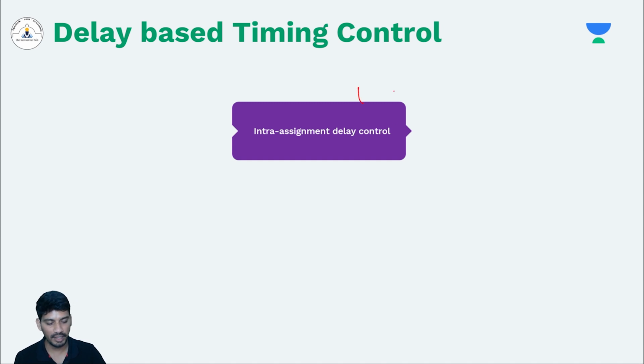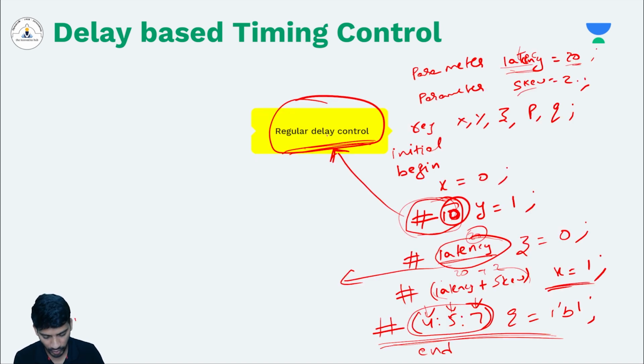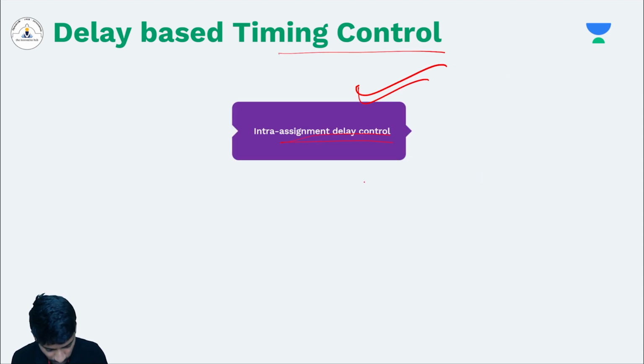And the second kind of delay based control is intra-assignment delay control. What is intra-assignment delay control? Previously, we first defined the delay and then wrote the expression or statement we wanted. But in intra-assignment delay, we can define it like this. Let's say X is equal to 0, Z is equal to 1, and Y is equal to, after 5 nanoseconds delay, X plus Z.